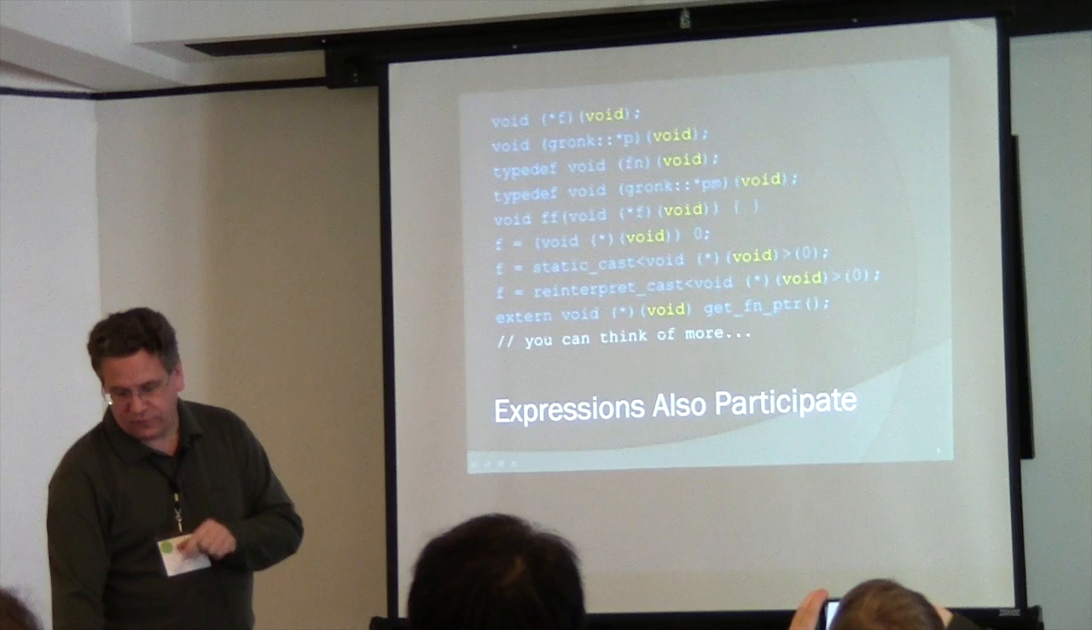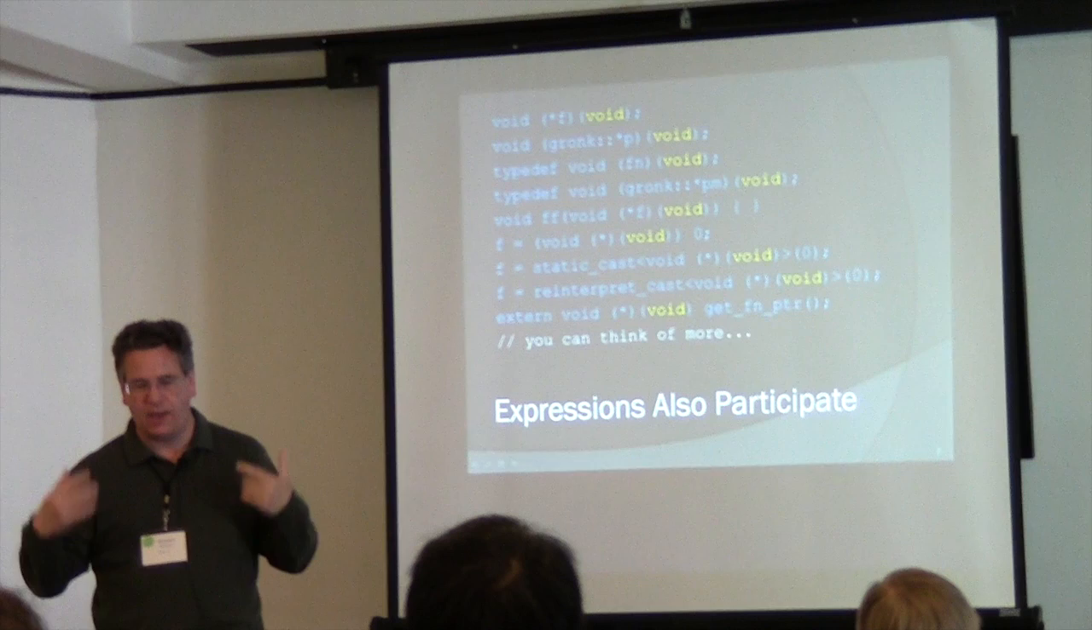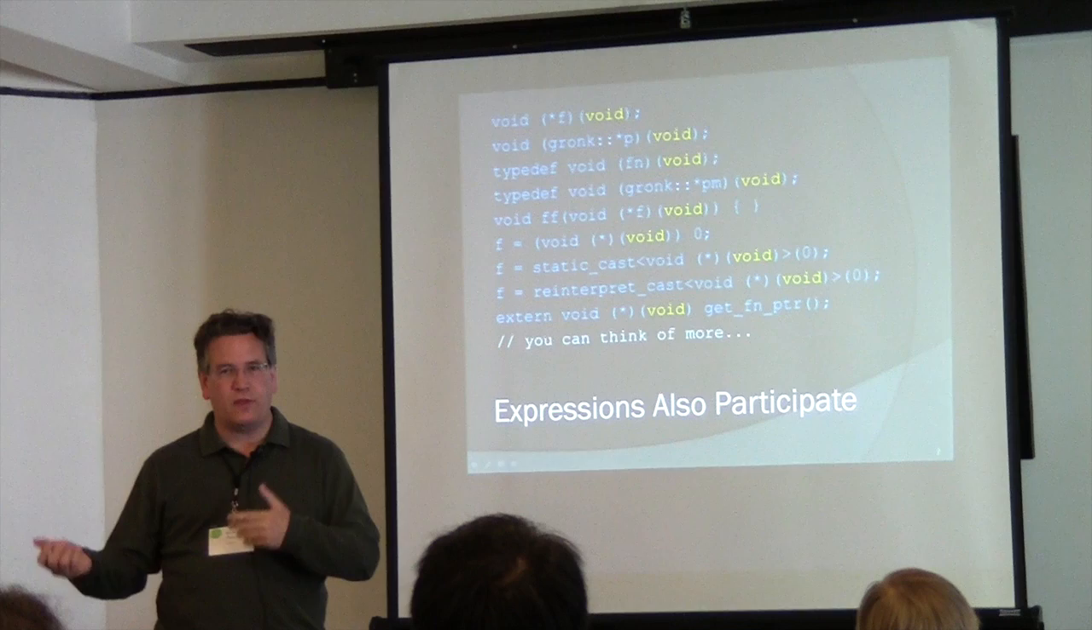But it's more than just function signatures, right? I mean, here's all these pointer to functions and pointer to member functions and typedefs and static casts and reinterpret casts and C style casts and return values of functions that return function pointers. All of these places have this little extra void in there that we want to get rid of.